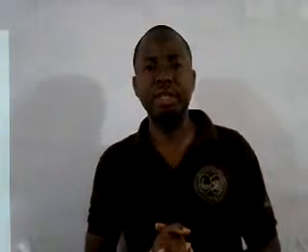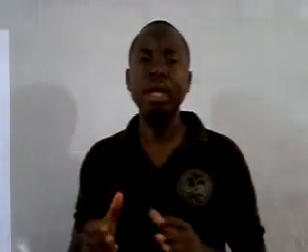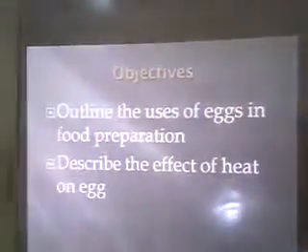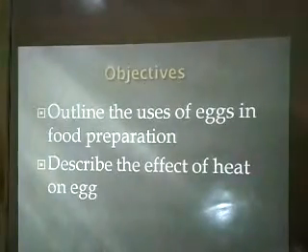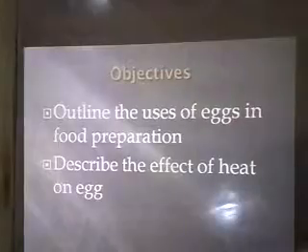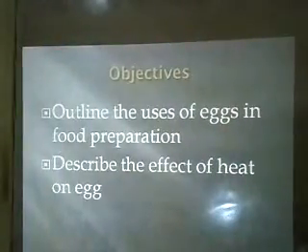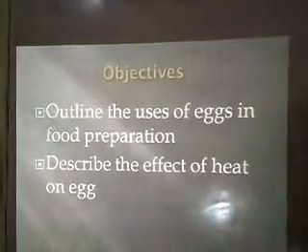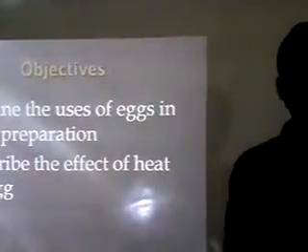By the end of the discussion, you should be able to outline the various uses of egg in food preparation or in egg cookery, and also describe the effect of heat on egg. If I say you should outline the uses of egg in egg cookery, we are referring to a situation where only egg forms the chief ingredient of the dishes that you are preparing. But if I say in food preparation, egg will be combined with other ingredients to be used for the dishes. And also we will describe the effect of heat on egg.